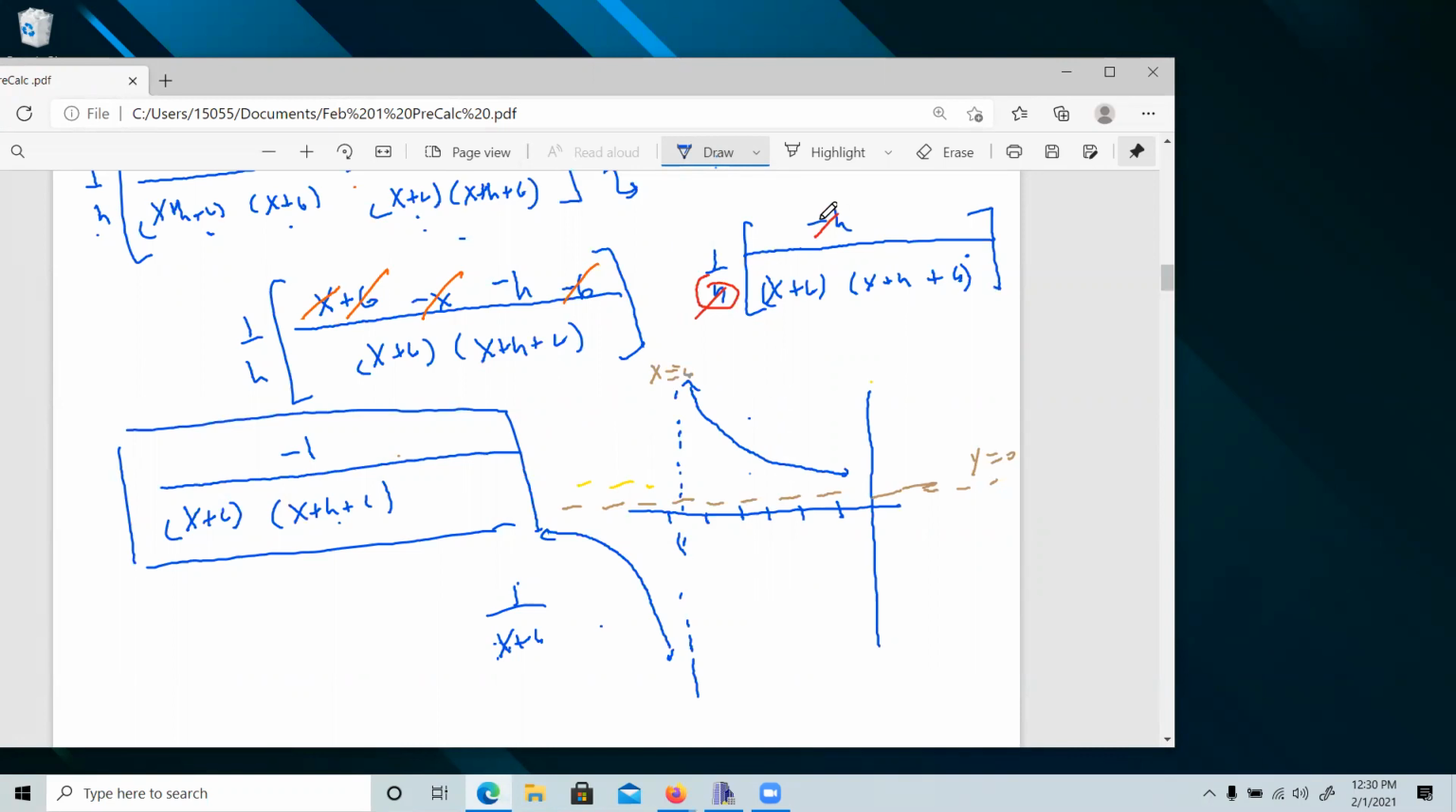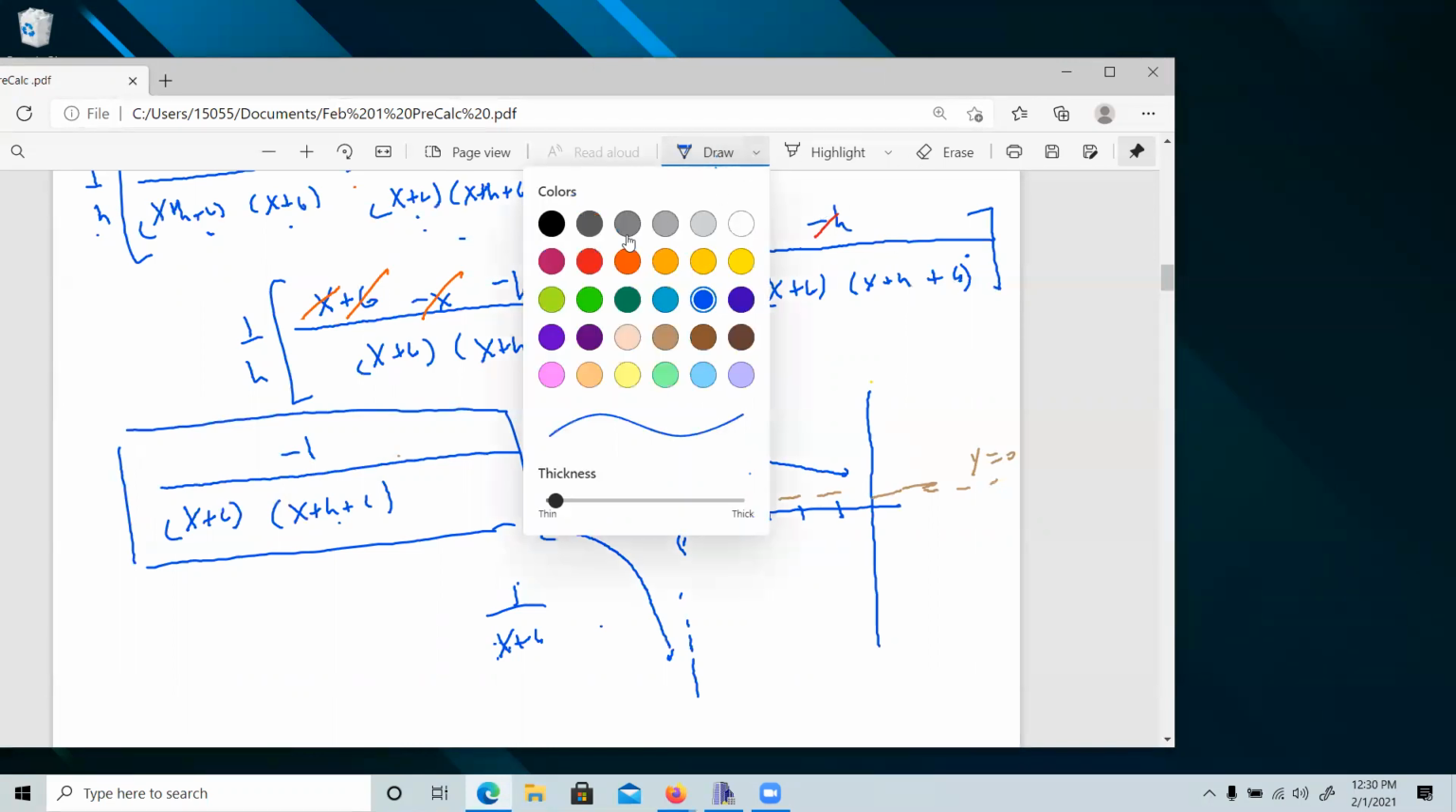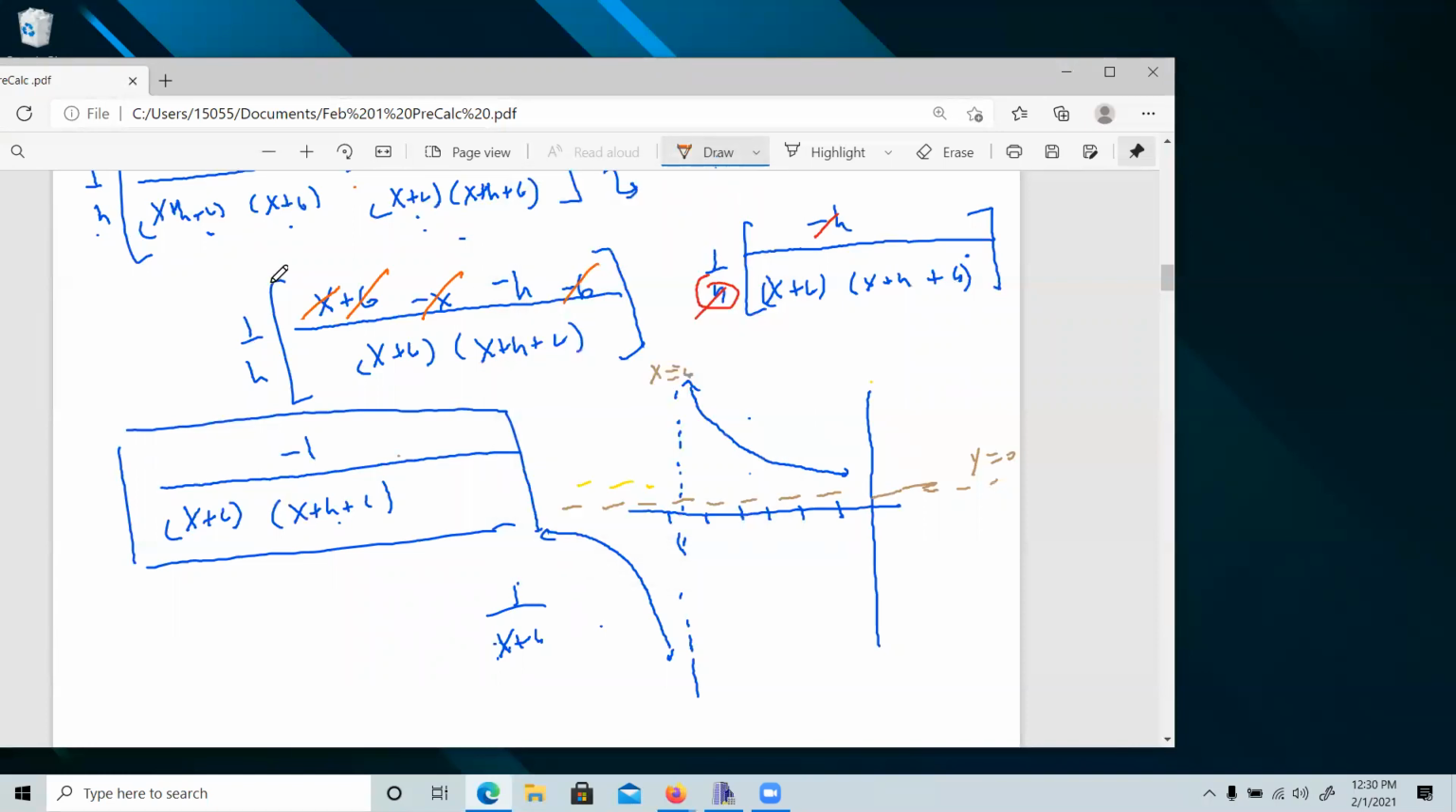Okay, but again, notice that any 2 points I happen to pick, well, how's my slope doing? It looks like a negative number, doesn't it? It's a negative slope. Notice if I put in an x and an h that are close together, we're going to end up with a negative slope.